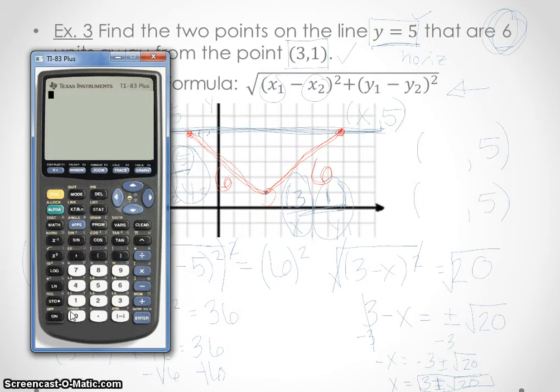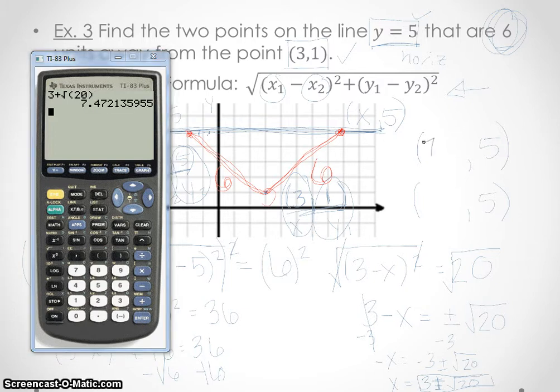So let's go ahead and use this here. We need to do 3 plus the square root of 20. Oops, not 22, sorry, of 20. And that is 7.47. So let's go ahead and write that over here. 7.47. So that's 1 point. And that point is going to be obviously the positive one over here because this is back in the negatives and we got a positive number over here.